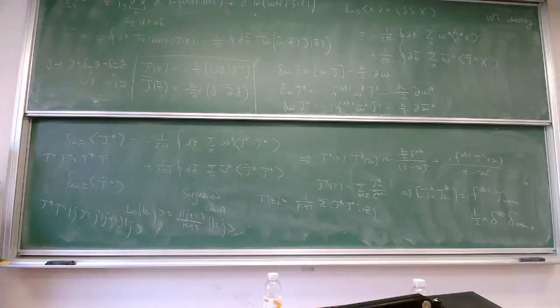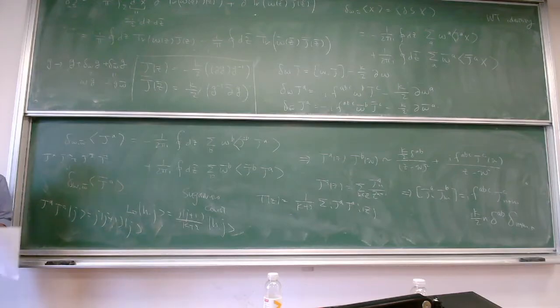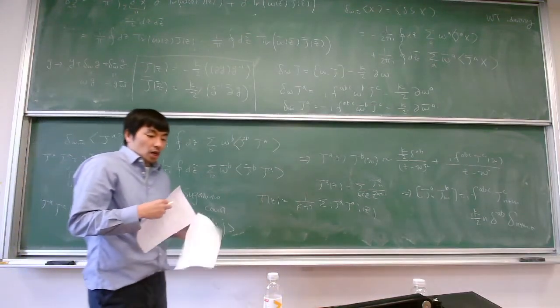Okay, so that's the homework of this week, and then next week I will finish the Wess-Zumino-Witten model and also rational conformal field theory and coset models, and then move on to integrable systems next week. Okay, let's stop here.